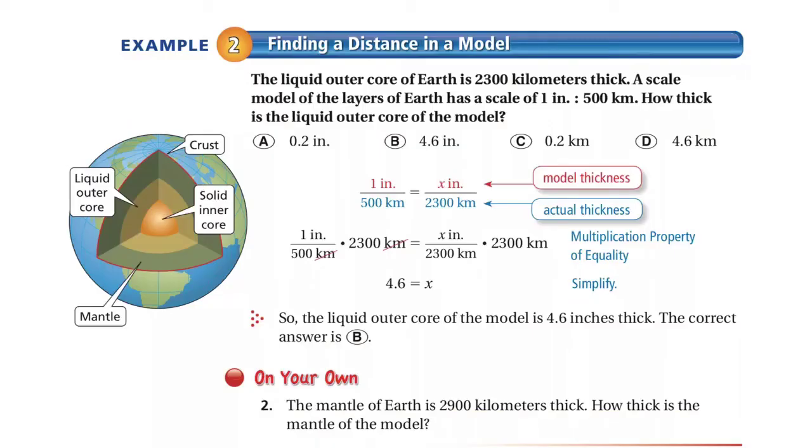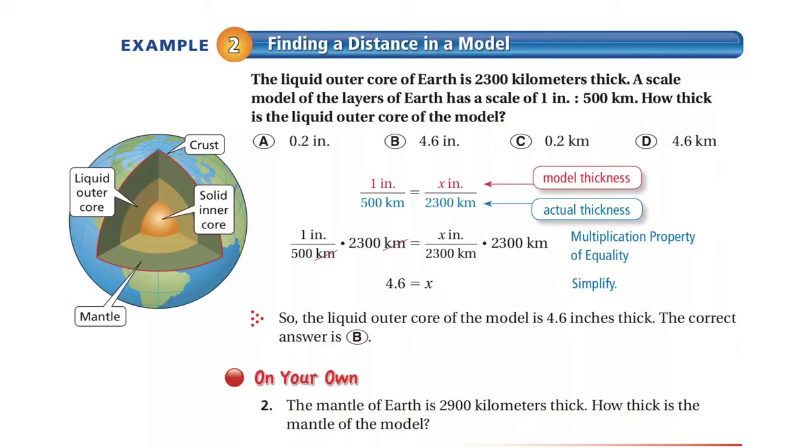Finding a distance in a model, it says the liquid outer core of the Earth is 2,300 kilometers thick. A scale model of the layers of the Earth has a scale of 1 inch to 500 kilometers. How thick is the liquid outer core of the model? So we use 1 inch to 500 kilometers to start this, and they gave us the actual. So we put that on the bottom of the right-hand side, 2,300 kilometers. We solve the proportion and get 4.6 inches on the model.